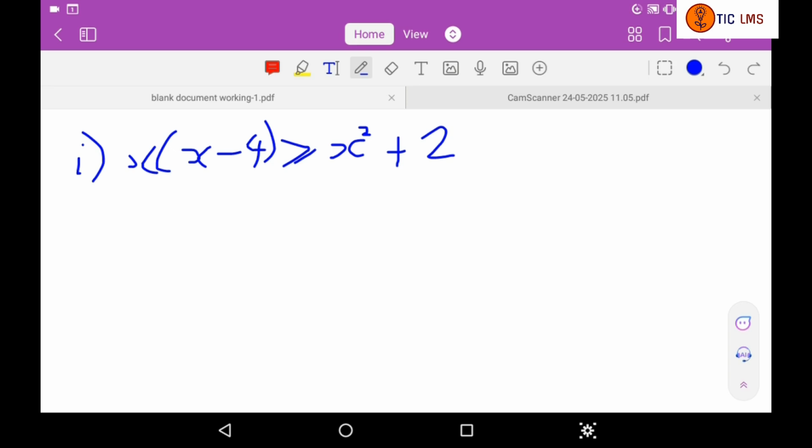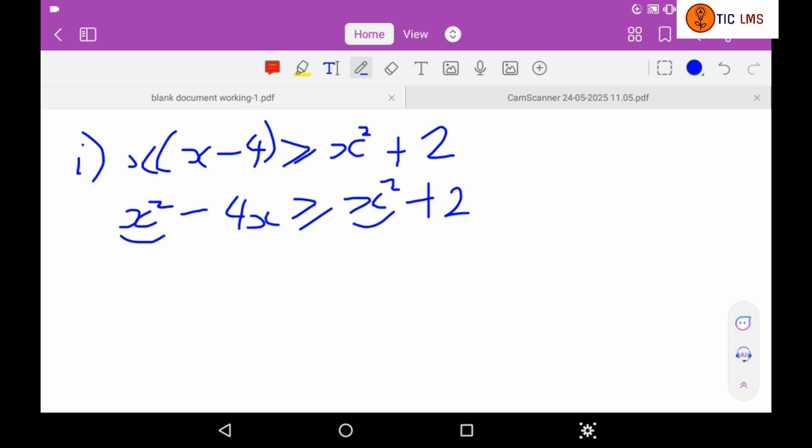So in this case, we have x into bracket x minus 4. So let's open the bracket. x multiplied by x is going to give us x squared. So we have x squared here. Then x multiplied by negative 4 gives negative 4x, greater or equals to x squared plus 2. So at this stage, what do you think is the next thing to do? The next thing to do, of course, is to collect the like terms, because here we have x squared on the left and we have x squared on the right.